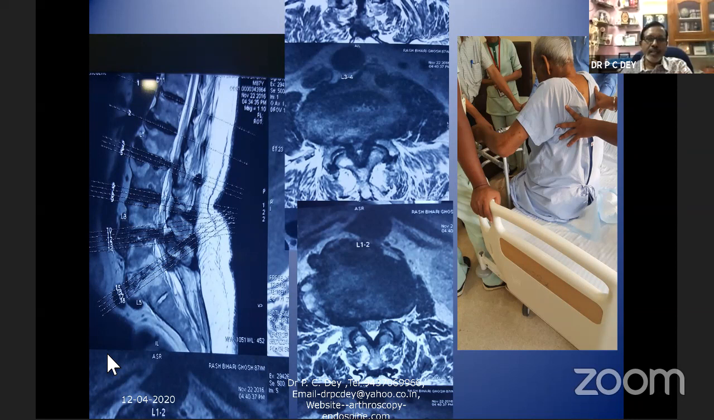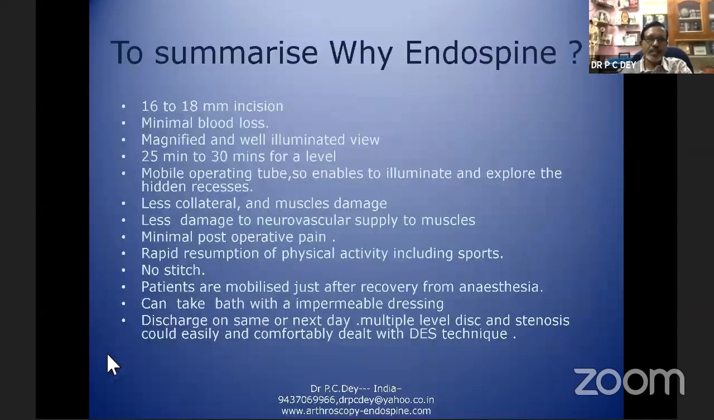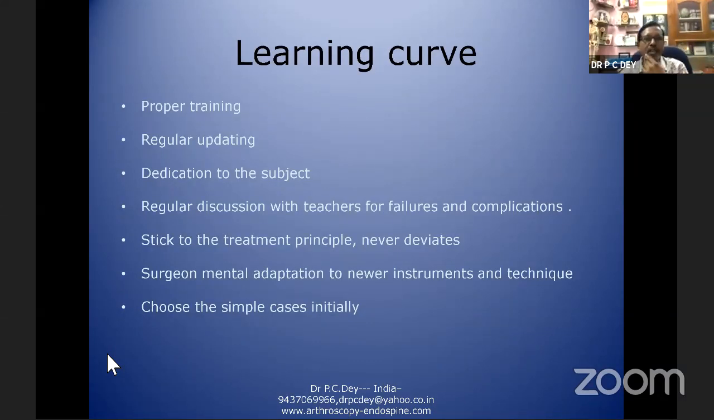So this is the last slide, three, four level stenosis. And this is the summary: a 16 to 18 millimeter incision, 20 to 30 minutes per level, only one level surgery, and a mobile operating tube, less collateral muscle damage, less damage to the neuromuscular supply. So discharge on the same day of the surgery, multiple level stenosis could easily be performed with this technique. Proper learning curve is more important. Proper learning, regular updating, dedication to the subject, regular discussions with the teachers, failures, complications. Choose the first simple case, then you go to the deep case.